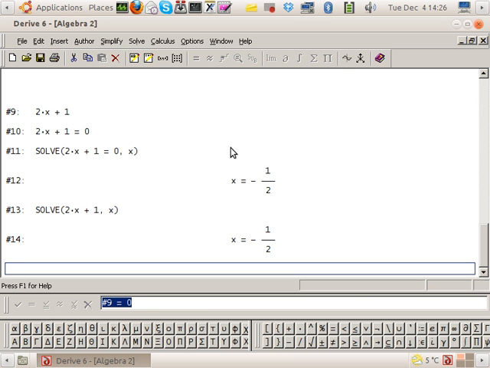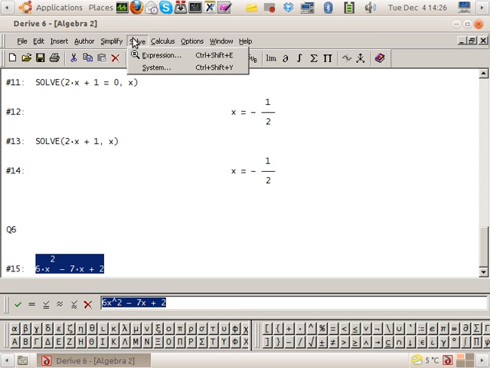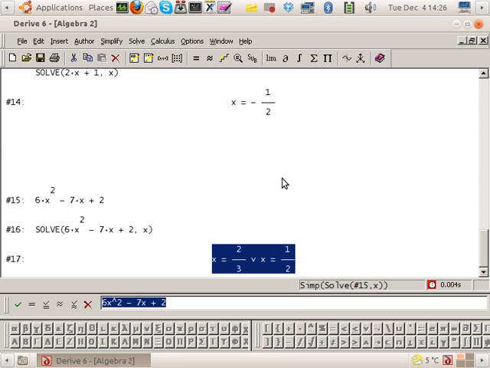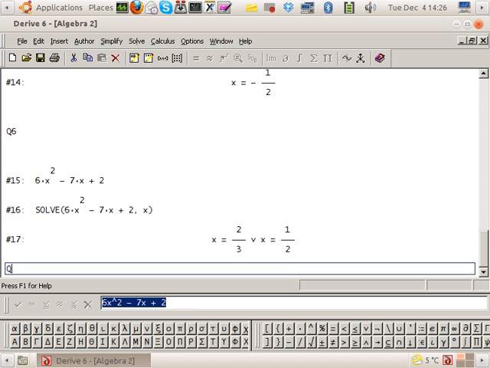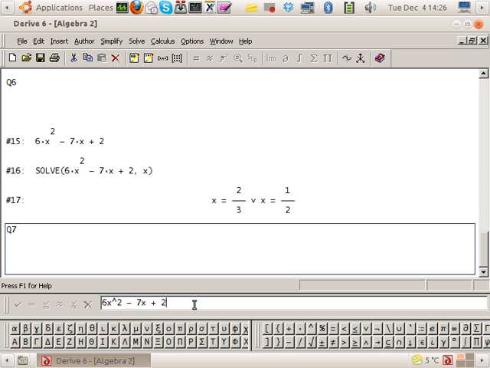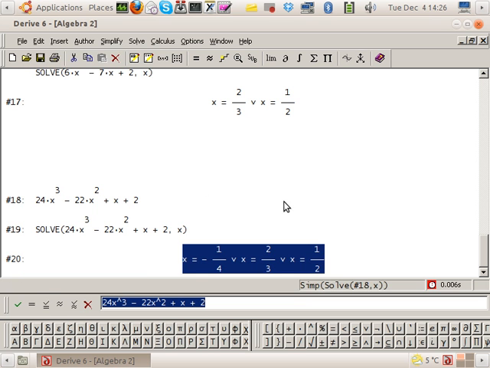Okay, what one's next? Number 6. Okay, what are the roots of 6x squared minus 7x plus 2? So what do I do here? Solve, expression, solve. Done. Next one now. Insert text object. Question 7. It's a cubic one now. 24x cubed minus 22x squared plus x plus 2. And again, now this one is roots also. So solve, expression, solve. There we go.